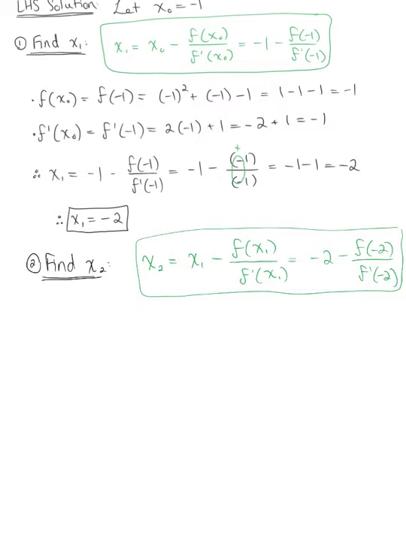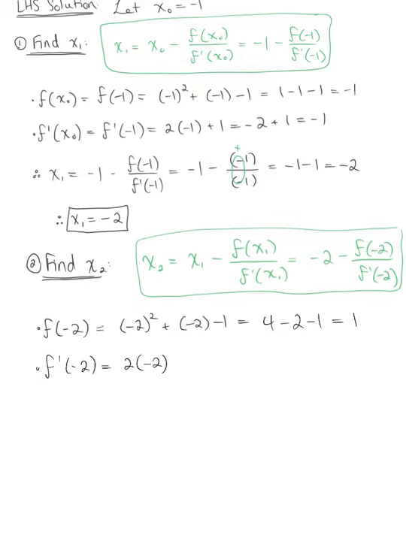So again, I'm going to start by finding the individual pieces. Evaluating our function at negative 2, this is negative 2 squared plus negative 2 minus 1. So we have 4 minus 2 minus 1, which gives us 1. And then f prime of negative 2 will be 2 multiplied by negative 2 plus 1. So negative 4 plus 1 equals negative 3.